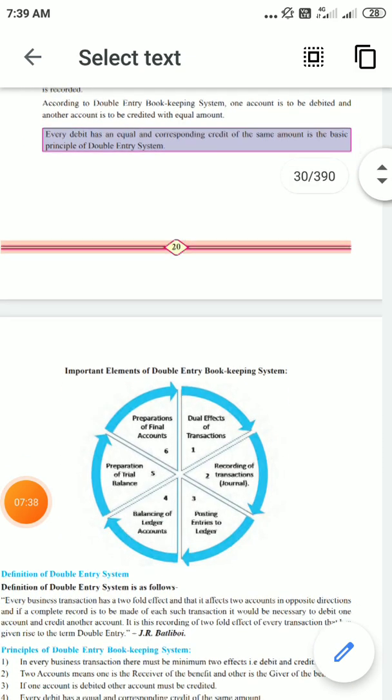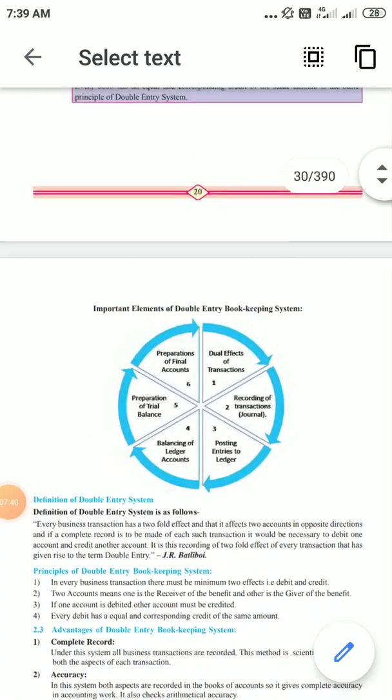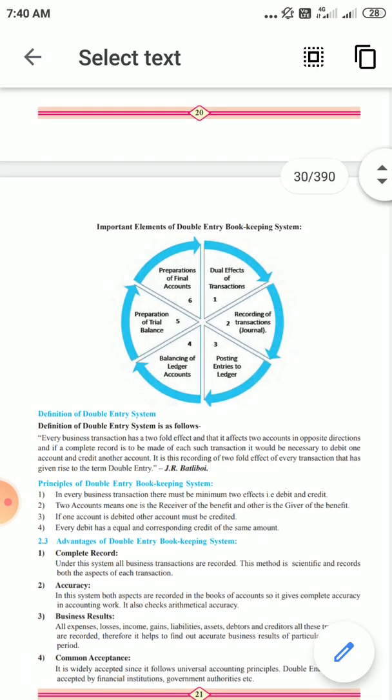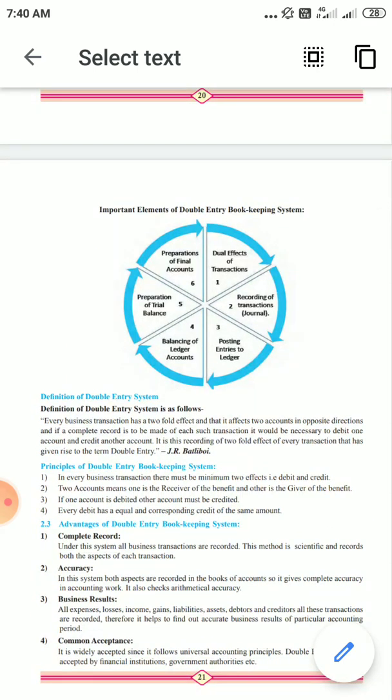Okay, next is important element of double entry system of bookkeeping. Okay, that is preparation. It will give the dual effect of the transaction. It will help in recording the transactions in the journal. It will post the entries to the ledger. It is balancing of the ledger accounts, preparation of the trial balance, and the last step is preparation of final account. Okay, तो यहाँ पे ड्यूअल इफेक्ट देना बहुत इम्पॉर्टेंट है. If you don't give dual effect then you will not reach the preparation of the final account.